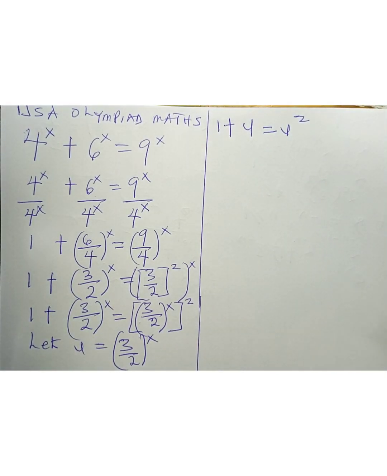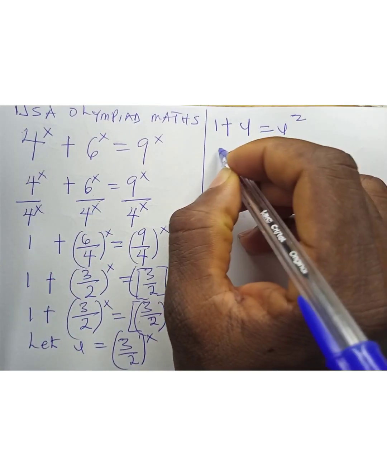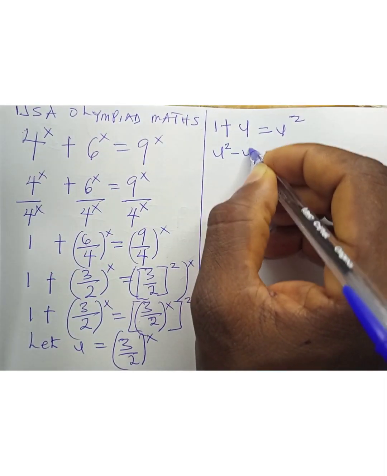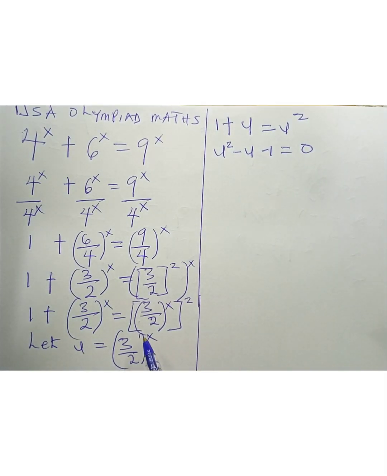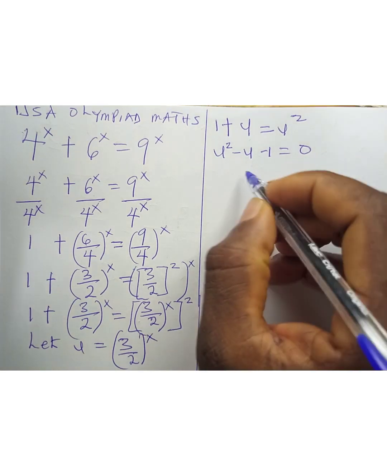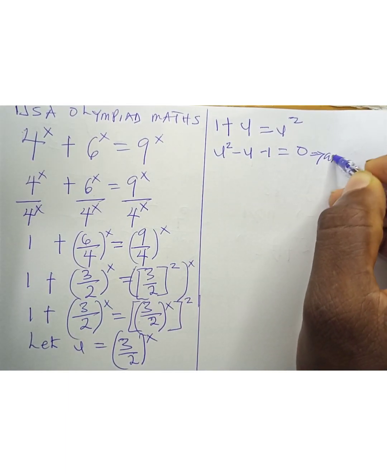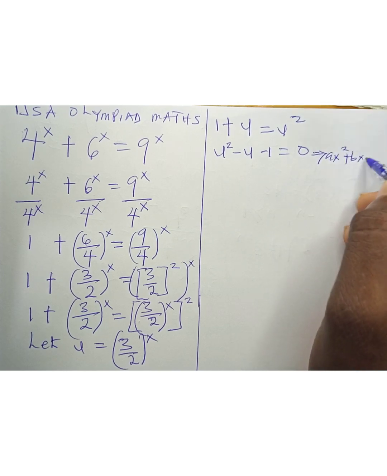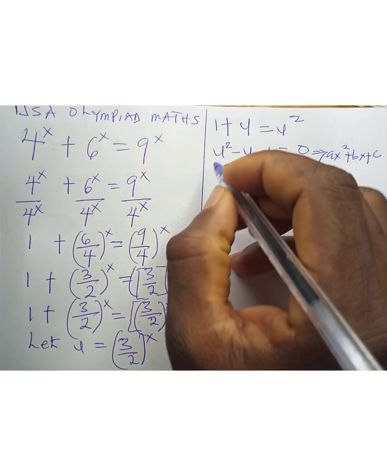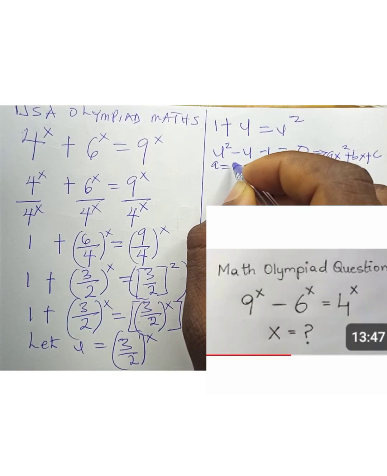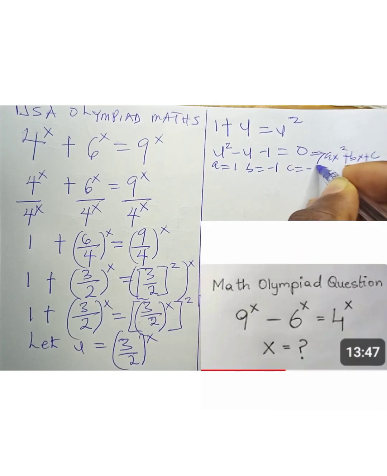If we collect like terms, we are going to have u squared minus u minus 1 equals 0. This has formed a quadratic equation. If we compare it with ax squared plus bx plus c, we have a equals 1, b equals minus 1, c equals minus 1.